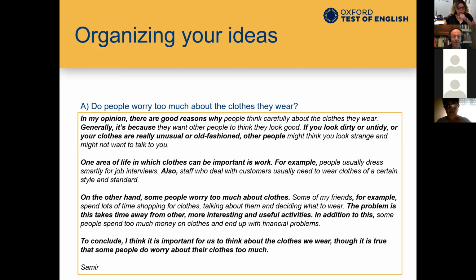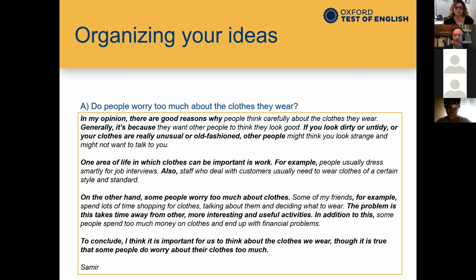Now, in the second paragraph, Samir begins with one area of life in which clothes can be important is work. This is terrific because here Samir is indicating that he's talking about work. Okay, one area of life in which clothes can be important is work. And here, what do we have? For example, okay, this is always a good idea. Give some examples, okay, and show that you're giving an example. People usually dress smartly for job interviews.